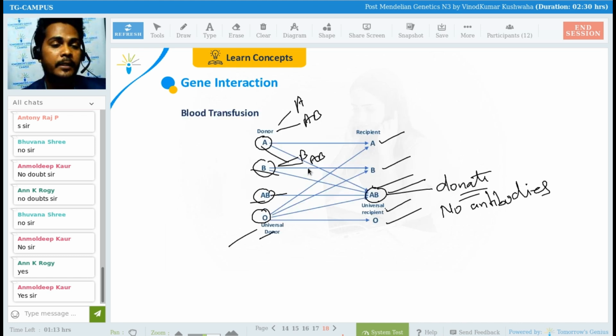Does anyone have a doubt in this blood transfusion? No? Everything is clear to everyone? Anthony is not responding. Why? Rahul is also not responding. Rahul, Anthony, Bhuvanasri, what are you doing? You have to keep your camera on throughout the session. No camera off. Sasidharan, is this clear? Please respond in the group chat box, which is accessible to everyone. So you can use that chat box.